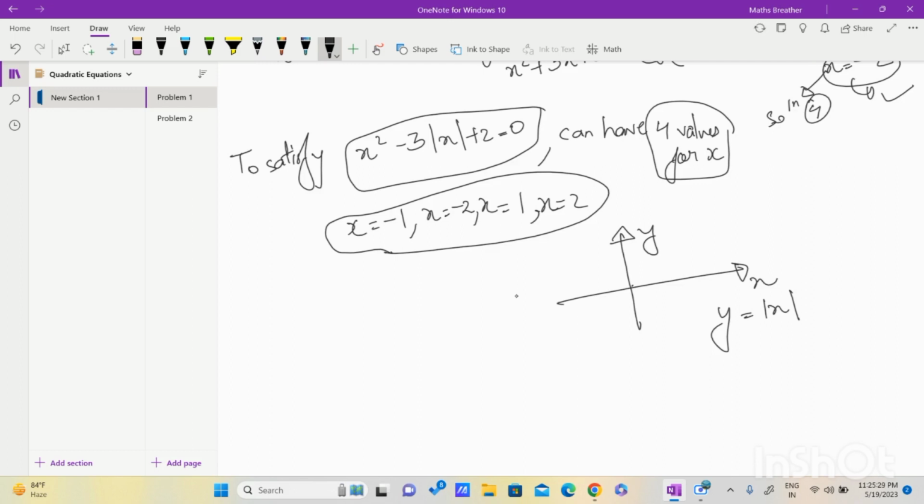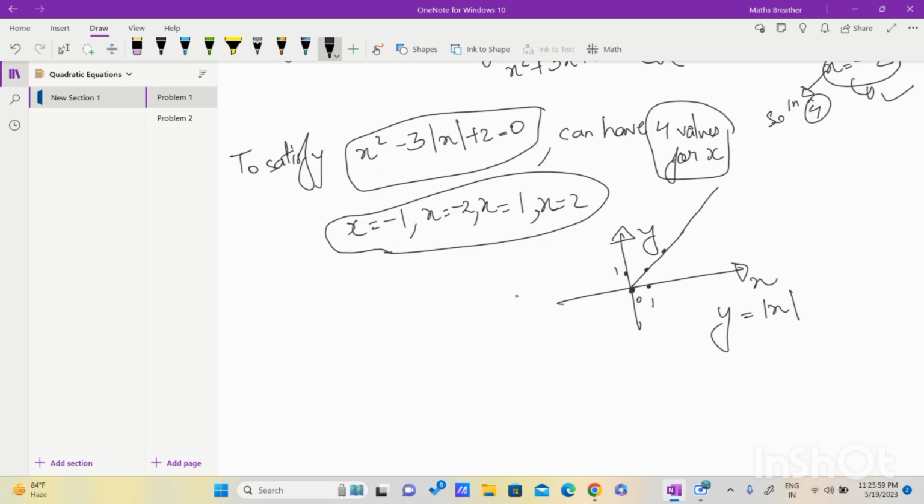So if I take x as 0, the mod function will say okay 0, so y equals 0. What about x equals 1? If x equals 1, then mod will give 1 itself. A positive number goes inside mod and gives back the same number, so it becomes 1. Similarly 2, similarly 3, so it will become a straight line going until infinity.